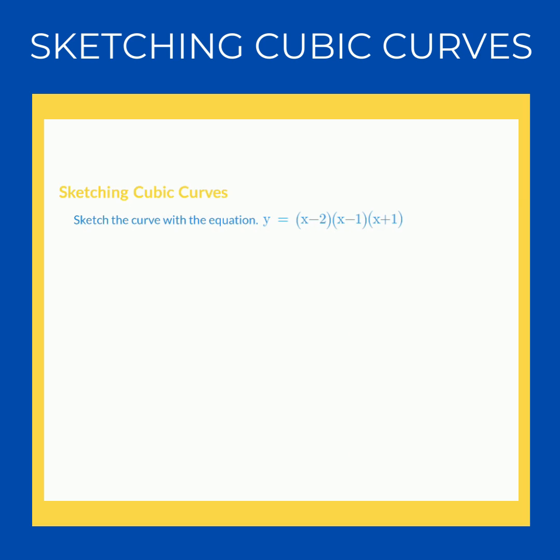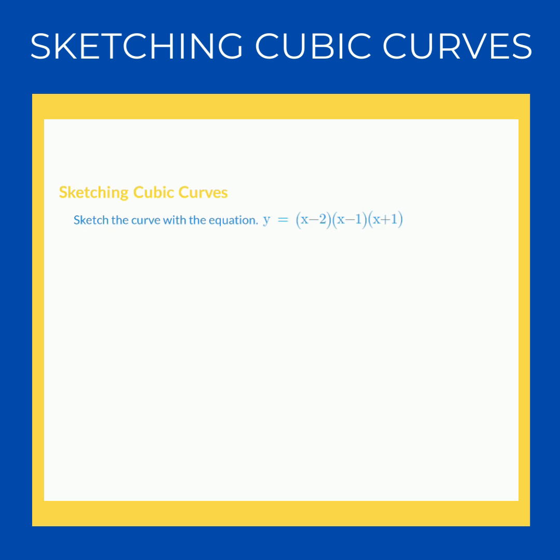Sketching cubic curves. So let's sketch the curve with the equation y equals (x minus 2) times (x minus 1) times (x plus 1). So first, let's put y equals 0 and solve for x to find the roots, or the points where the curve crosses the x-axis.